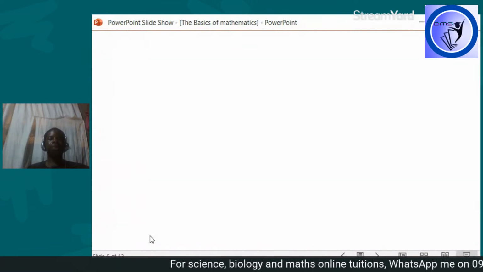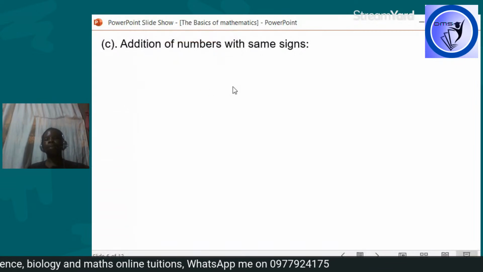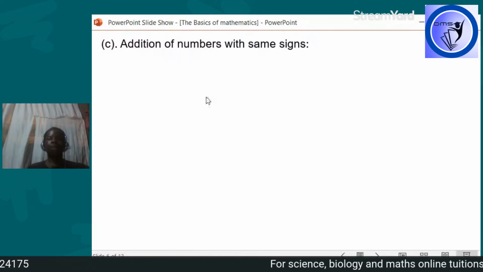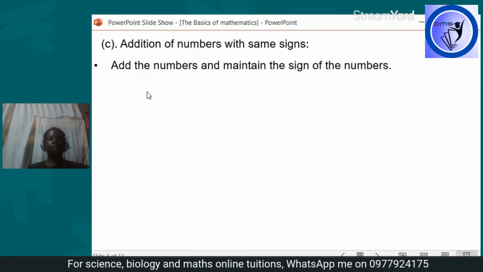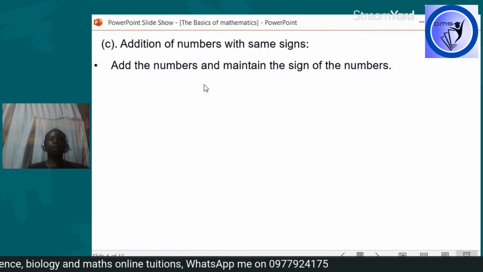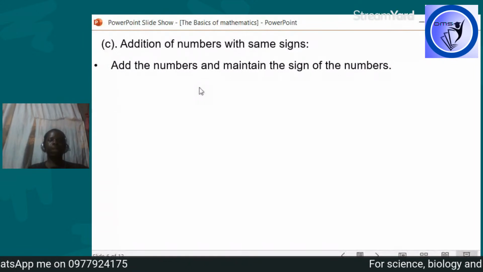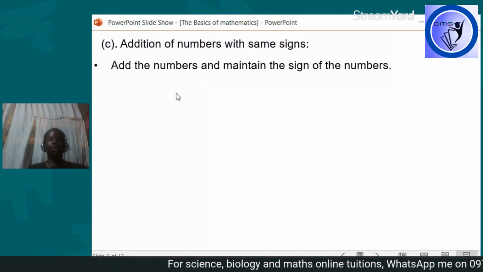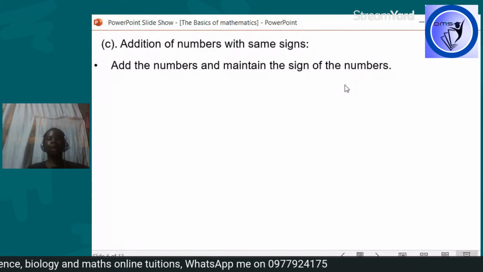Now, let's move to another operation. Now we are looking at addition of numbers with the same signs. Let's look at if you are adding numbers, and the numbers have got the same sign. What result do they give? We are giving a situation: you have been given two numbers, and they have got the same sign. What do you do with them? This is the condition: add the numbers and maintain the sign of the numbers.